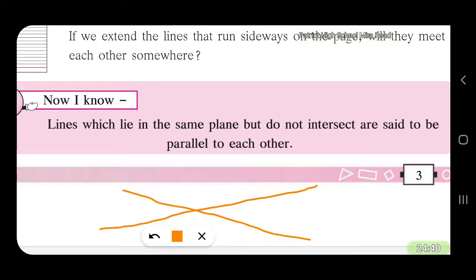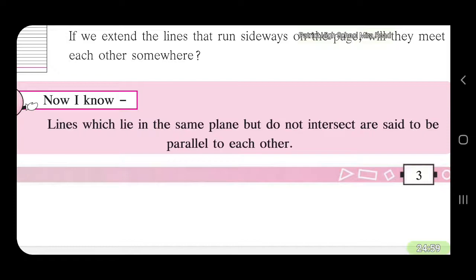These two lines, they are meeting in this point. Meeting in this point means they are intersecting. These two lines intersect each other. So they are not parallel lines.